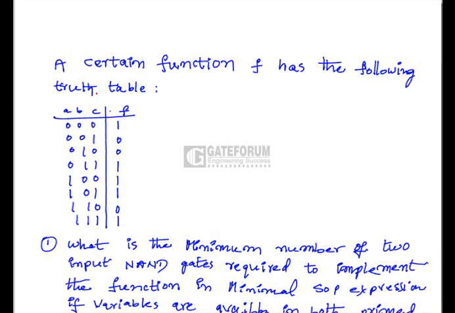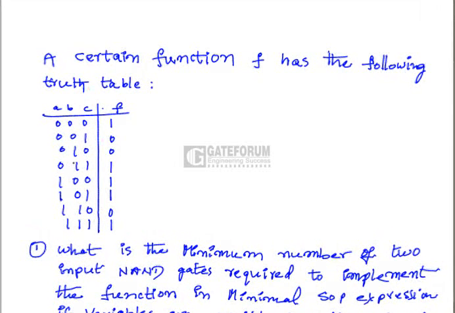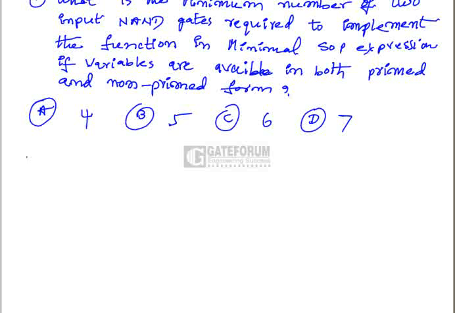A certain function f has the following truth table. That is, a 3 variable function ABC, 0 0 0 output is 1, 0 0 1 output is 0, something like that, 1 1 1 output is 1. What is the minimum number of 2 input NAND gates required to implement the function in minimal sum of product expression if variables are available in both primed and non-primed format? So we need to find out the minimum number of NAND gates required in minimal sum of products format. First of all, we have to find out the minimal sum of products format for this.